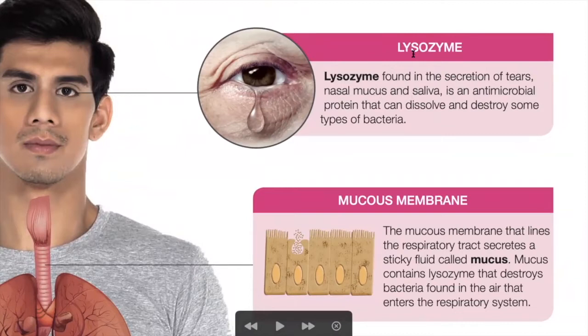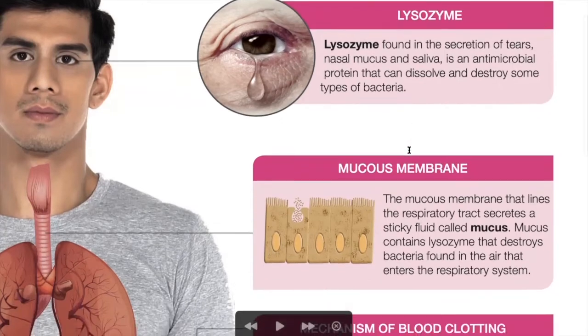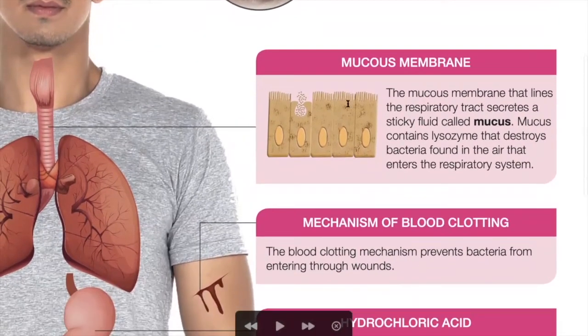So inside lysozyme, there is an antimicrobial protein that can dissolve and destroy some types of bacteria. So basically, inside the tears, our saliva and mucus, there is an enzyme where this enzyme is used to destroy some types of bacteria.